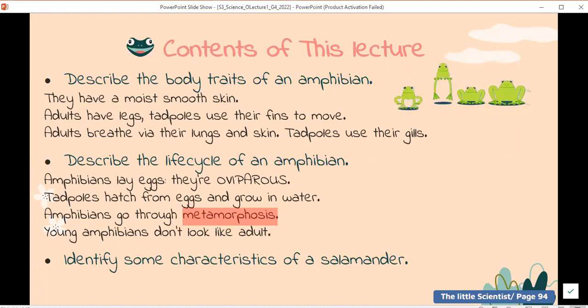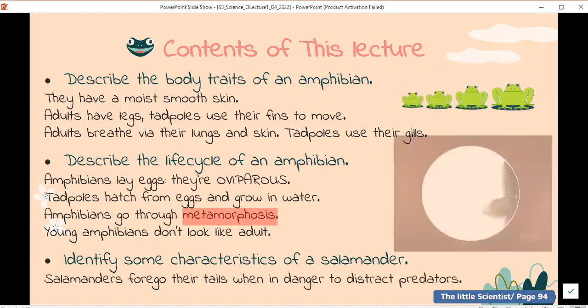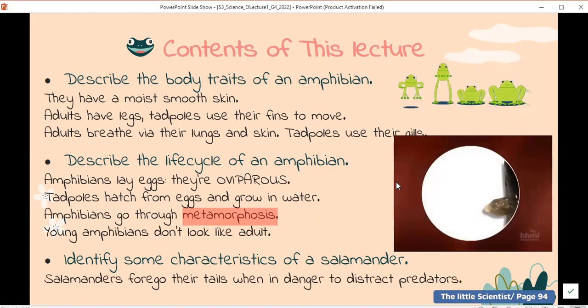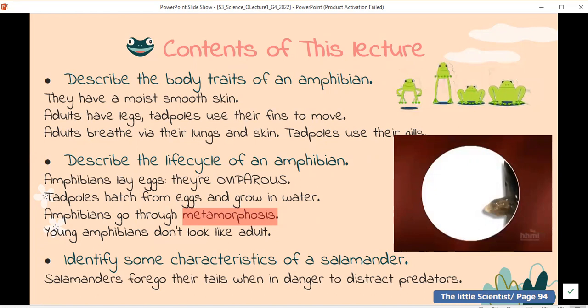A salamander is also an amphibian. One special thing that salamanders can do is that when they feel in danger, they can lose their tails on purpose. To escape the predator, they give up their tails and they can grow new ones. Let's watch this video together.